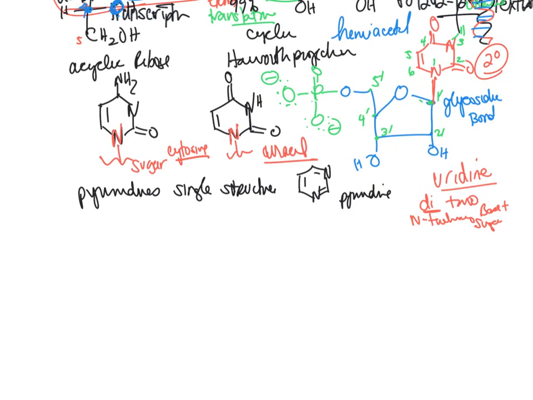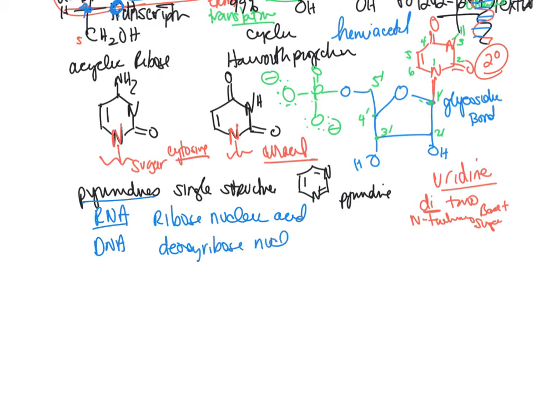These are RNA. Okay, so because RNA, the R stands for ribose, so ribose nucleic acid. So in the DNA structure, we have deoxyribose nucleic acid. And this is a 2 prime.